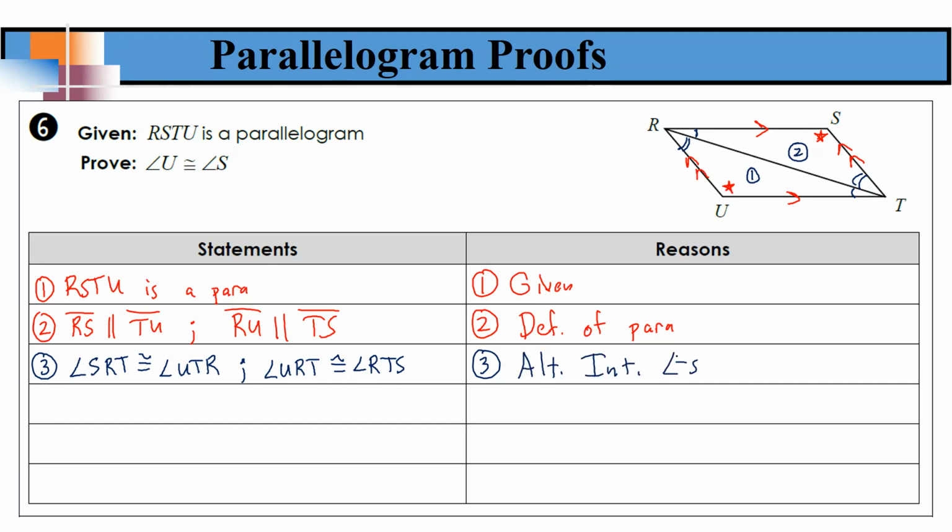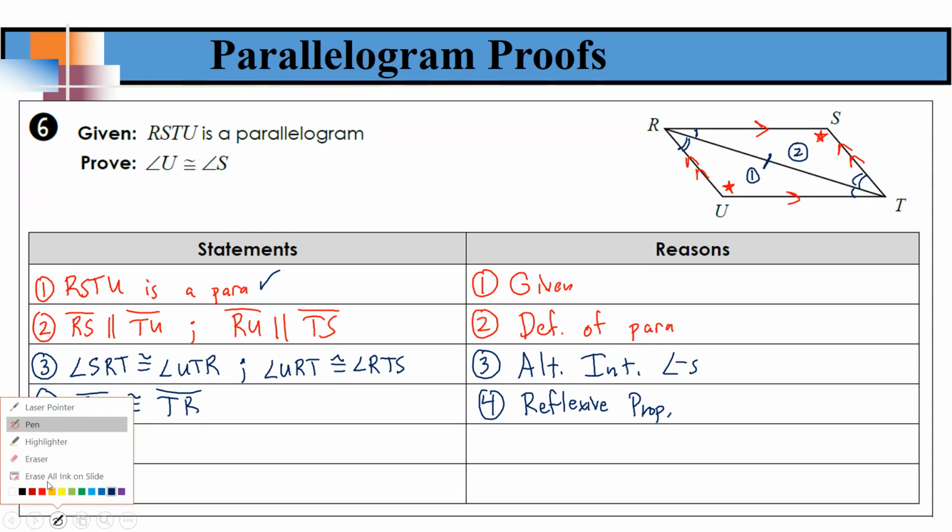Notice I don't write converse. If I know something's a parallelogram, I don't write converse. If I'm using the fact that those angles are congruent to prove a parallelogram, that's when I would write converse. Okay, so we've got angle, angle, and then we can get side, of course, by using reflexive property. So statement 4, we can say that RT is congruent to TR because of reflexive property. Reflexive property.